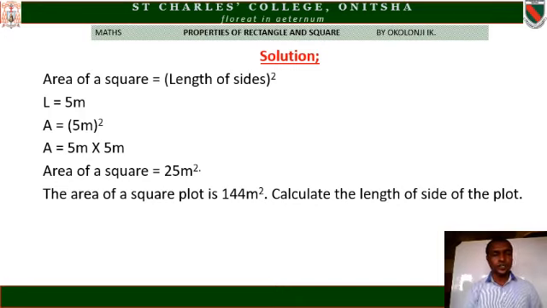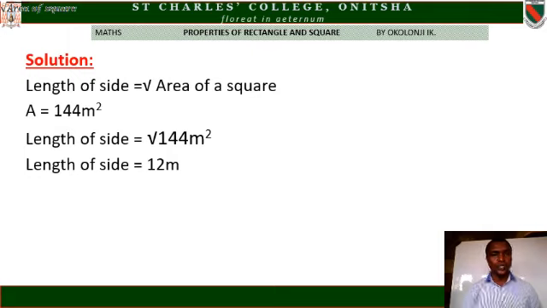The second question: the area of a square plot is 144 meters square. Calculate the length of the sides of the plot. Solution. You can see, first of all, I state my formula down. Length of sides is equal to the square root of the area of the square. Now in the question, area of the square is given to you to be 144 meters square. Substituting it into its proper form, you have length of sides equals the square root of 144 meters square, which will give you length of sides equals 12 meters.